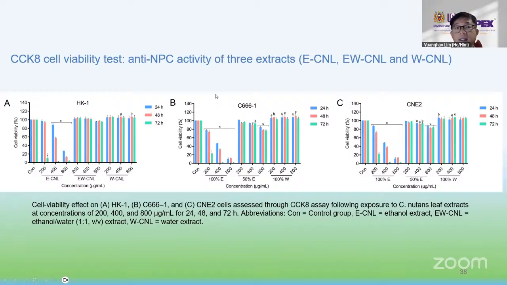What we can see here is that the ethanol extract consistently demonstrated stronger growth inhibition compared to the water extract. The inhibitory effects also increase with both concentration and treatment duration, indicating dose-dependent and time-dependent activity. These results allowed us to prioritize the most promising extract for further metabolomic investigation. From the three cell lines here, the ethanol-water extract basically shows a good result.